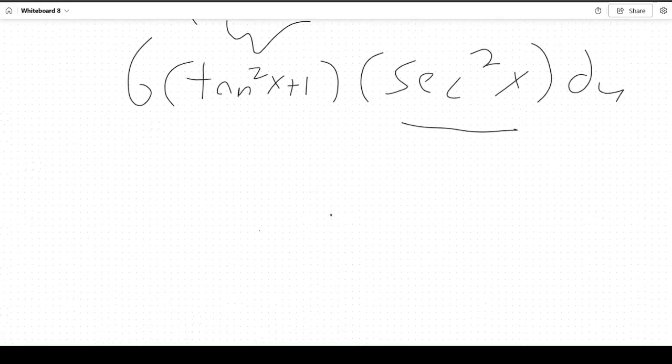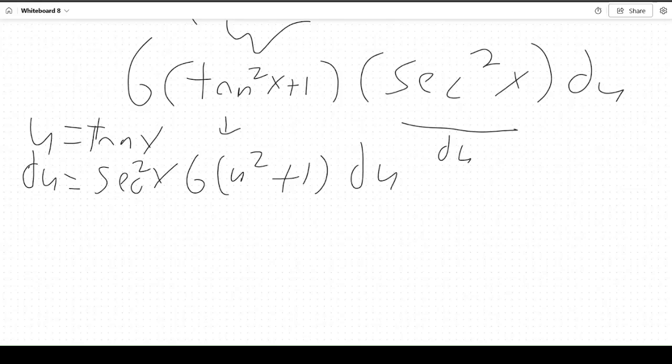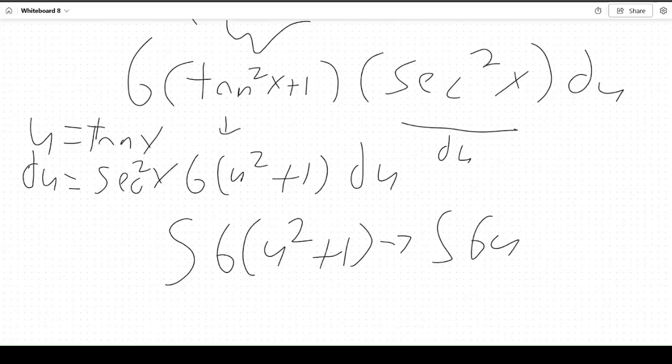So plug in u equals tan. u squared plus 1. When we differentiate u, we get secant squared x. And this is our du, so we just have du over here. So what we have to integrate is 6 times u squared plus 1. And we can distribute the 6. So it will be 6u squared plus 6.